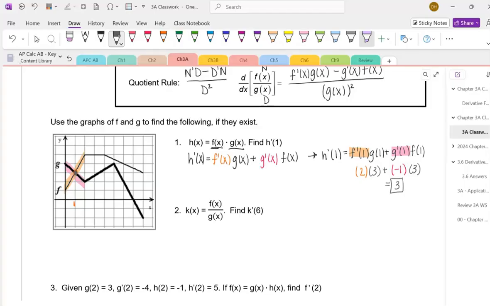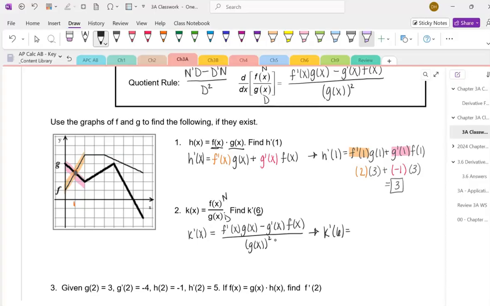In question 2, we're going to go ahead and find k prime of x before we plug in the number. Do not plug in the number first. So we're going to take the derivative of the numerator multiplied by the denominator minus the derivative of the denominator multiplied by the numerator all over your denominator squared. From here, we're going to go ahead and evaluate k prime of 6.